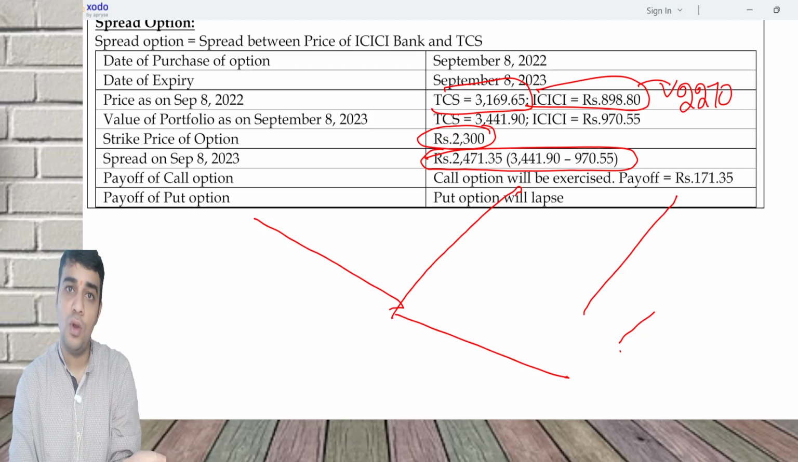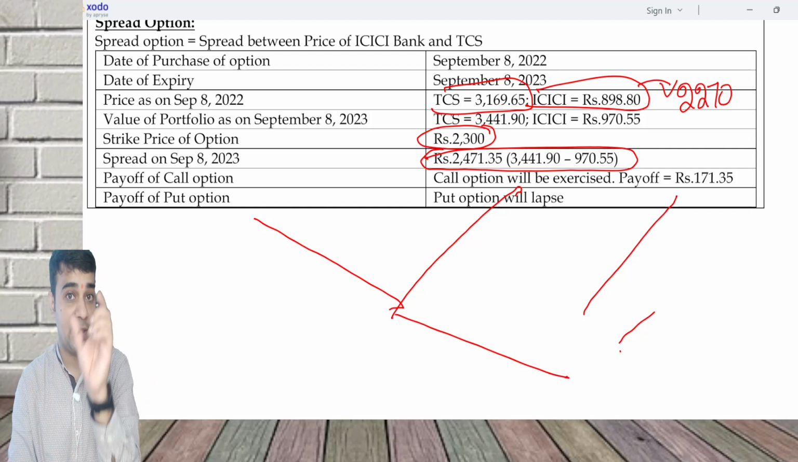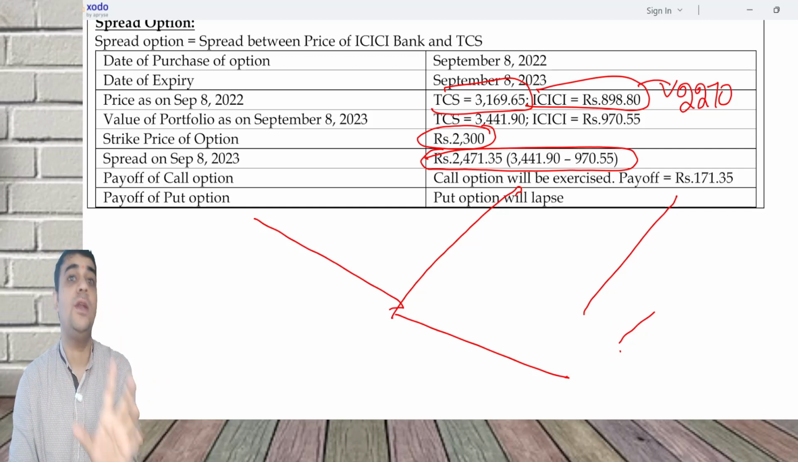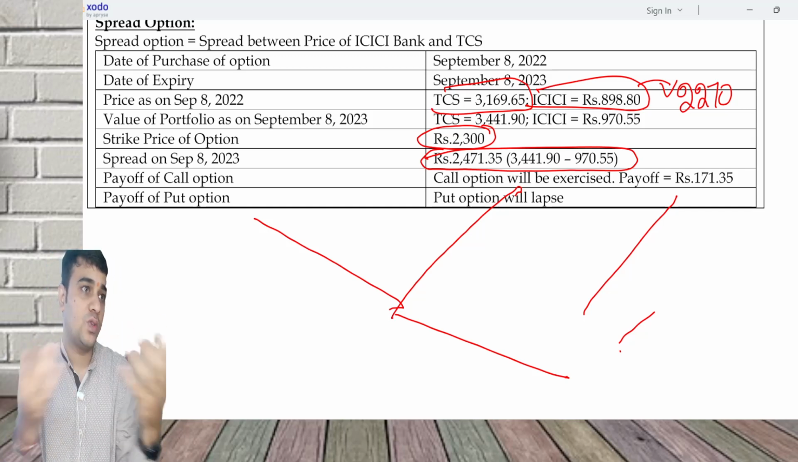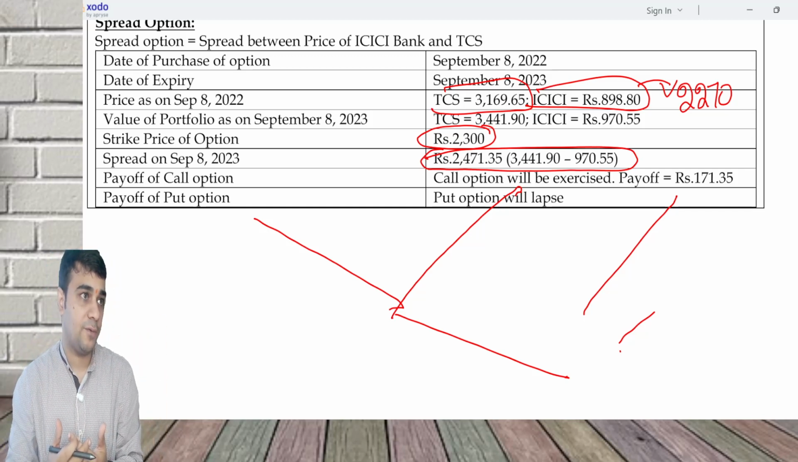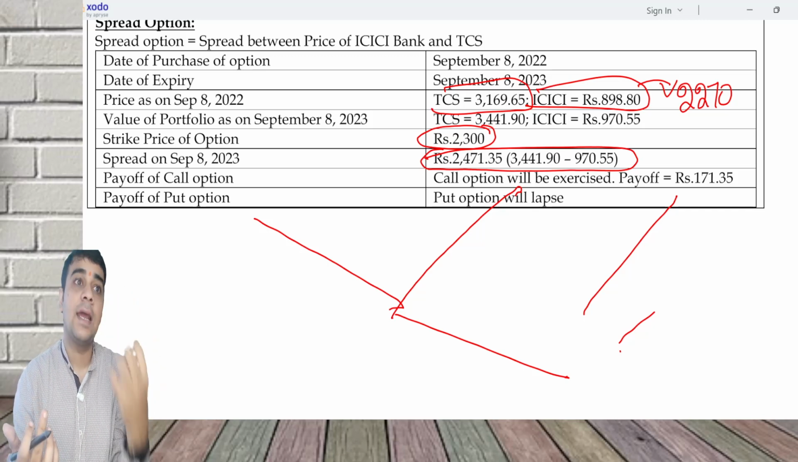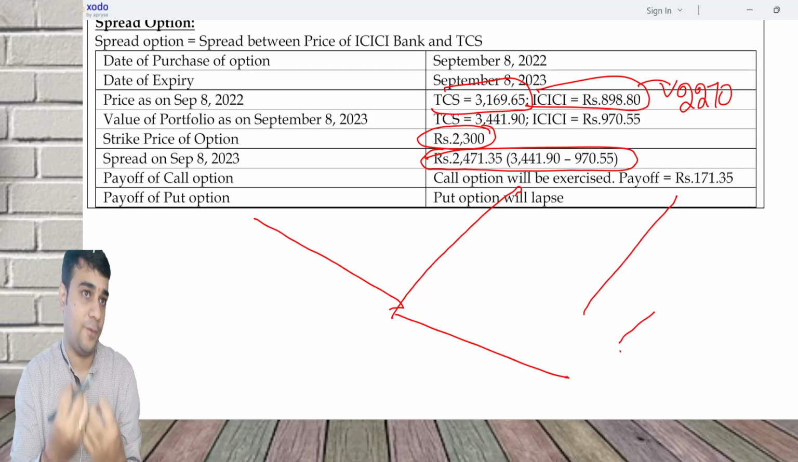If you say no, the call option will lapse. Basically, we are looking at the difference between two underlying assets which could be related or not related. Gold and silver, I want to check the difference between them. The underlying asset for gold is 10 grams of gold, and for silver I want to take 1 kg of silver and compare the difference.